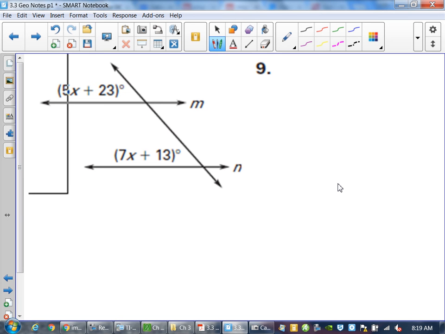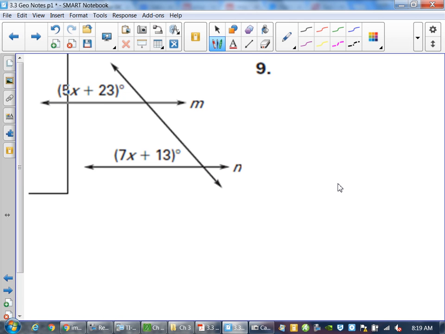Again, it's the idea of, can you identify which angle pair relationship has to occur in order to make them parallel? So you take 5x plus 23 and 7x plus 13. Careful. They'd have to equal each other because how are they set up? Two different lines.